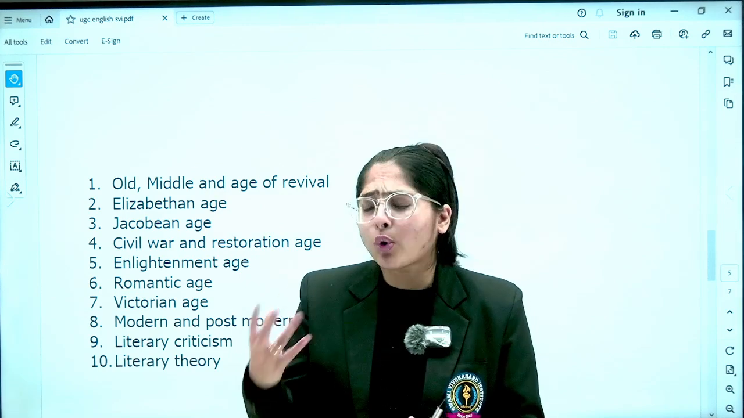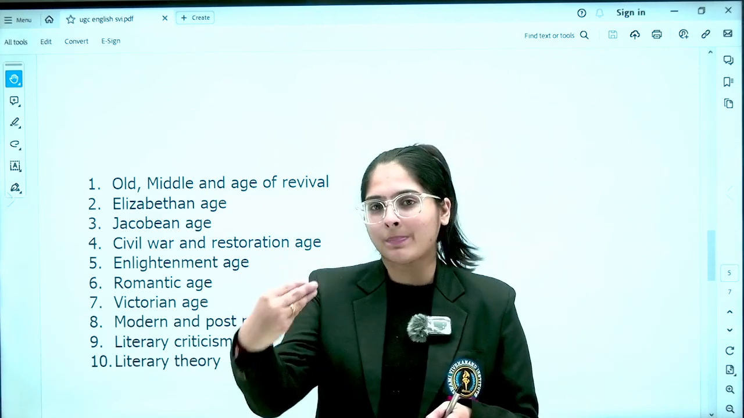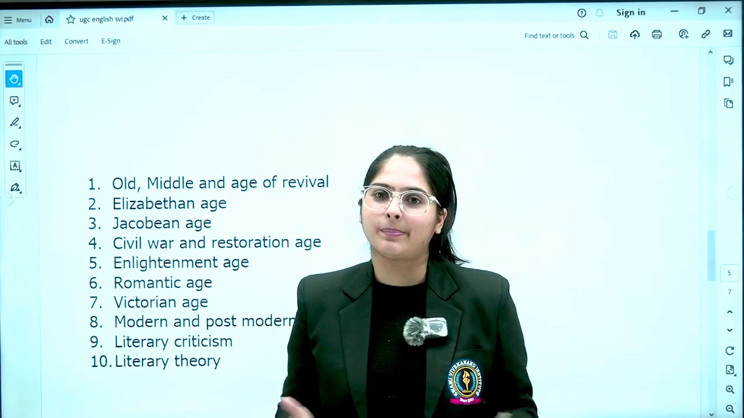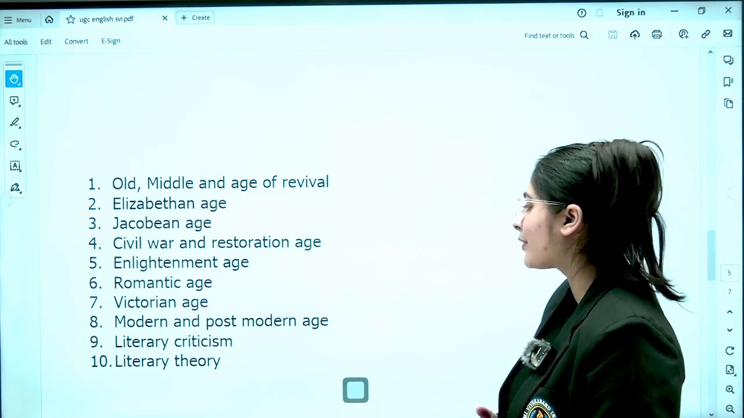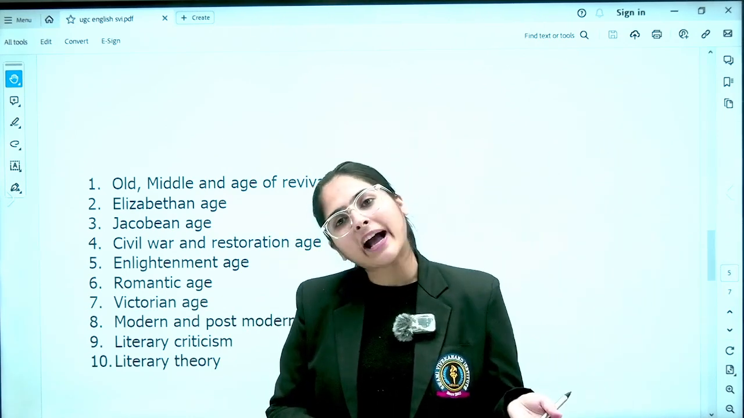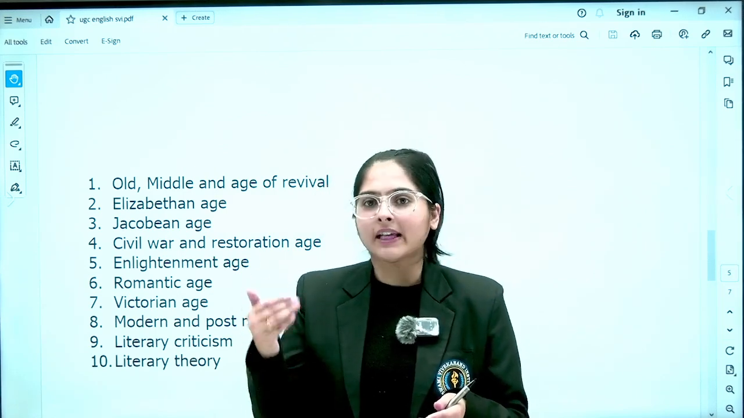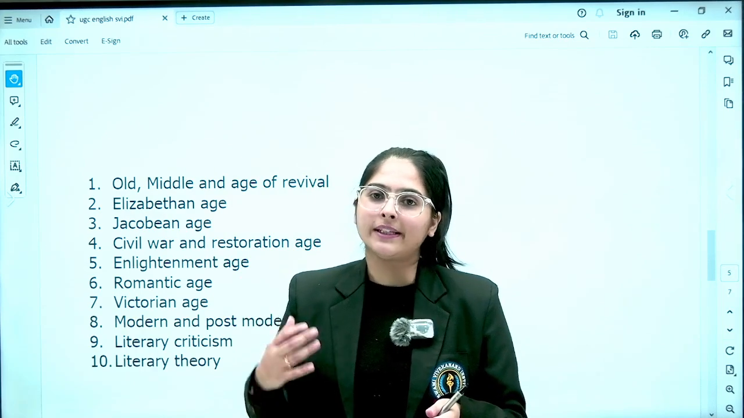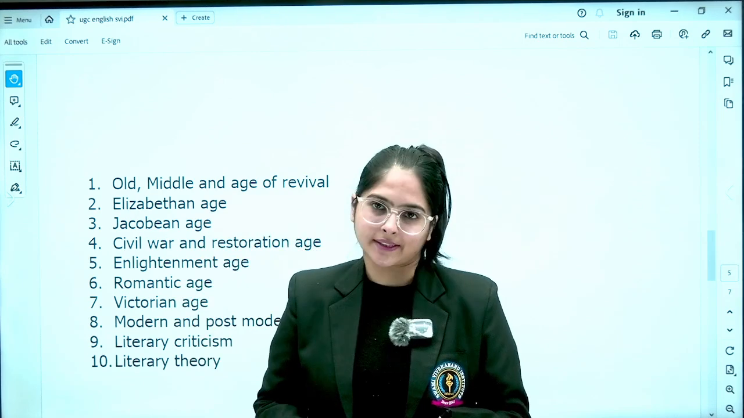So we should approach the NET paper in a very concrete manner, so that every part becomes so important that it becomes the whole portion. Okay, and the last 2 units, criticism and theory, I just mentioned 5 minutes before, there are numerous literary theories, and we have to read them in quite a profound way because it will help you to grow your understanding level.